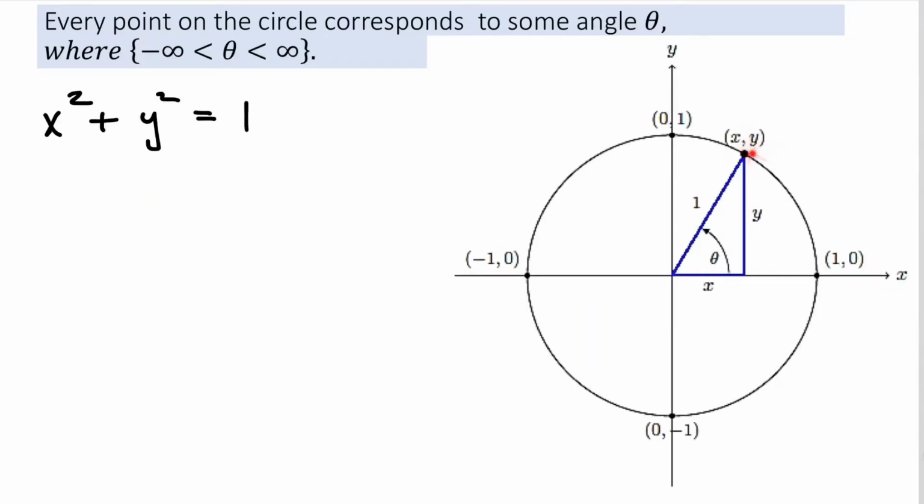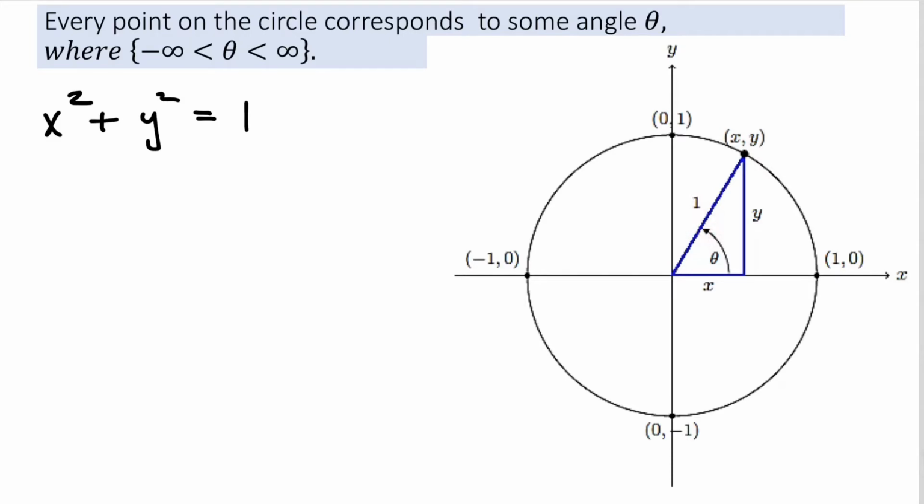So any point on the circle itself has a coordinate pair x, y, where x squared plus y squared equals 1, meaning x and y satisfy the equation of this circle. So if we take any point x, y on the circle and we draw a radius from the origin to that point, we've created the terminal side of the angle theta in standard position.